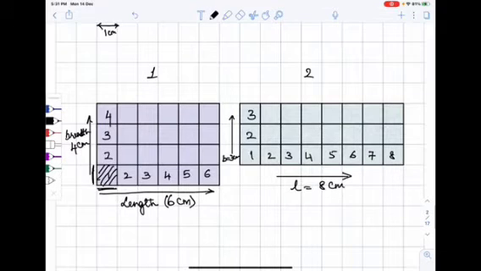Now from both figures 1 and 2, we find that each square is of 1 centimeter length and 1 centimeter breadth. We are talking about this square alone. So what do we know about that? The length of 1 unit into breadth of 1 unit makes 1 square unit. Did you all get it, children?